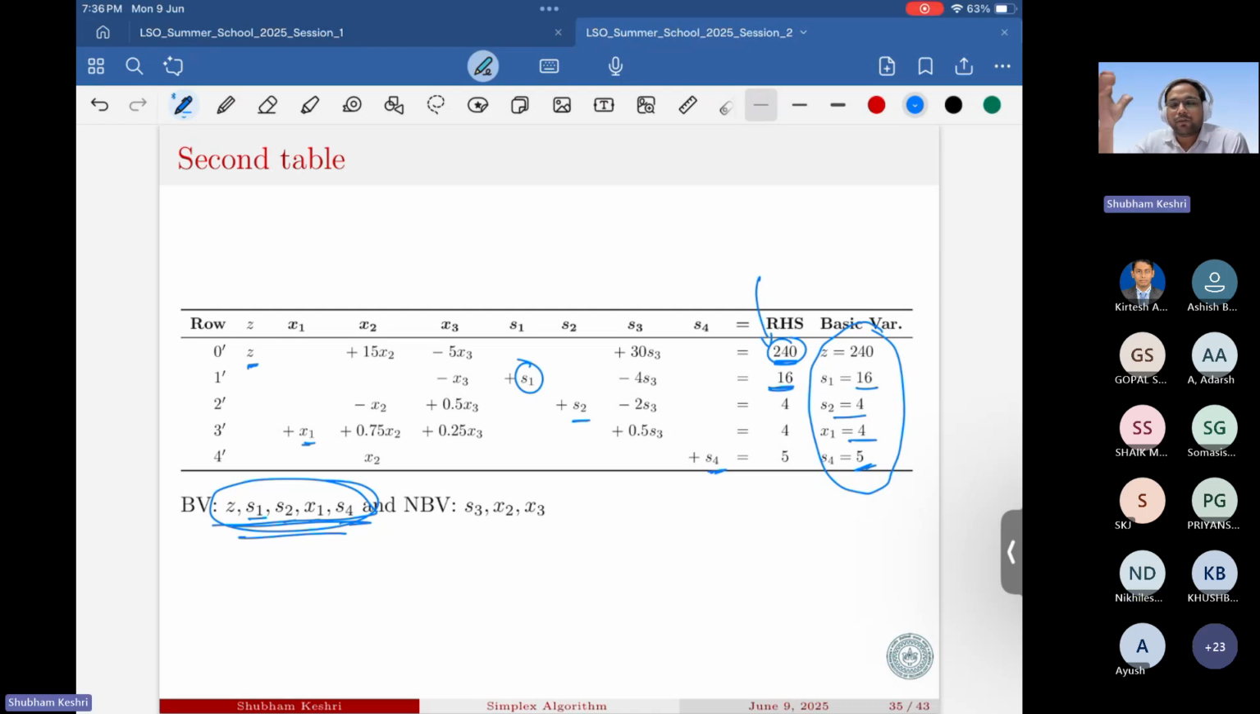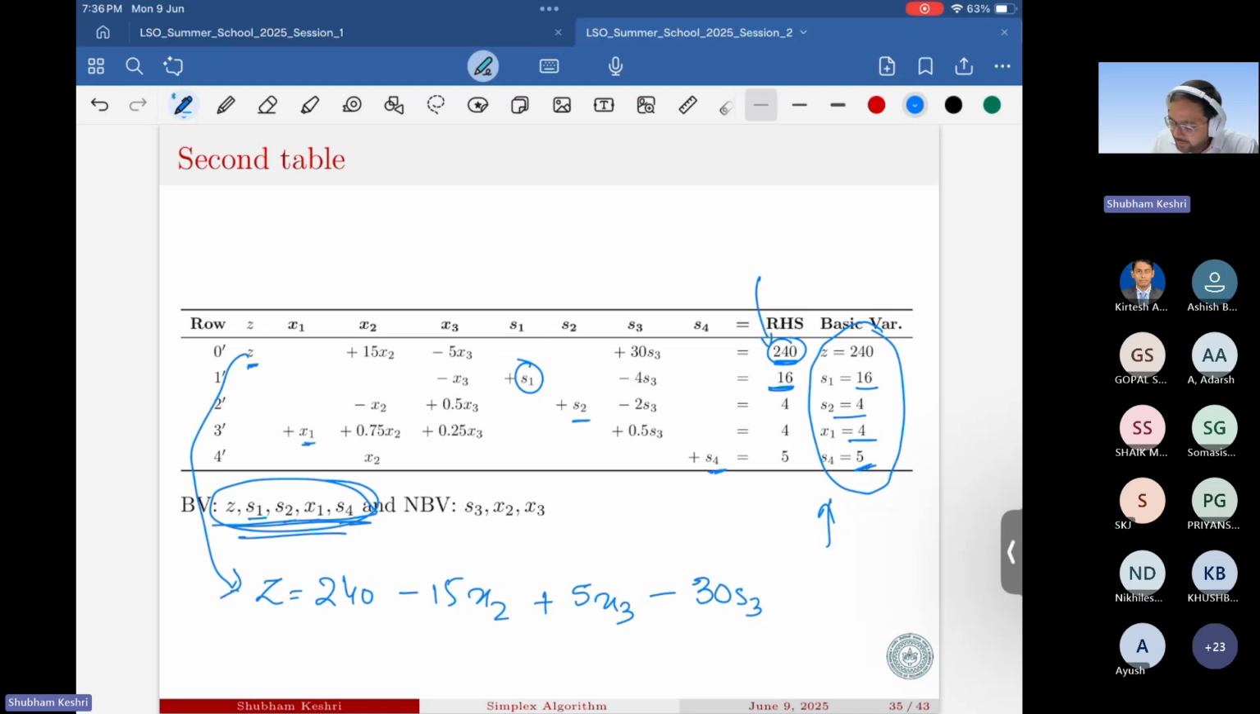Now we will repeat. We will see if this solution is optimal or not. How will we do that? We just write the objective function now. Z is equal to 240 minus 15x2 plus 5s3 minus 30s3. Now you see, if you increase x2, your objective function value will decrease. If you increase s3 also, your objective function value will decrease. But if you increase x3, your objective function value will increase. So x3 will become the new entering variable.